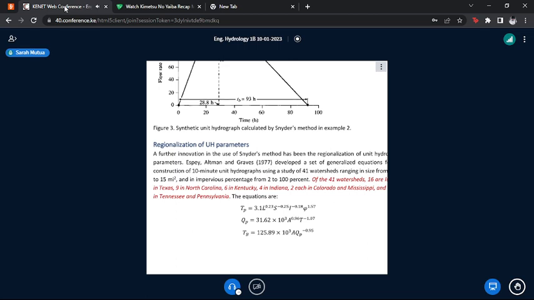But just to mention it, these people, SP and Altman, actually there are three, developed a set of generalized equations for the construction of a 10-minute unit hydrograph, for areas of 14 to 15 miles, and impervious percentage from 2 to 100%.